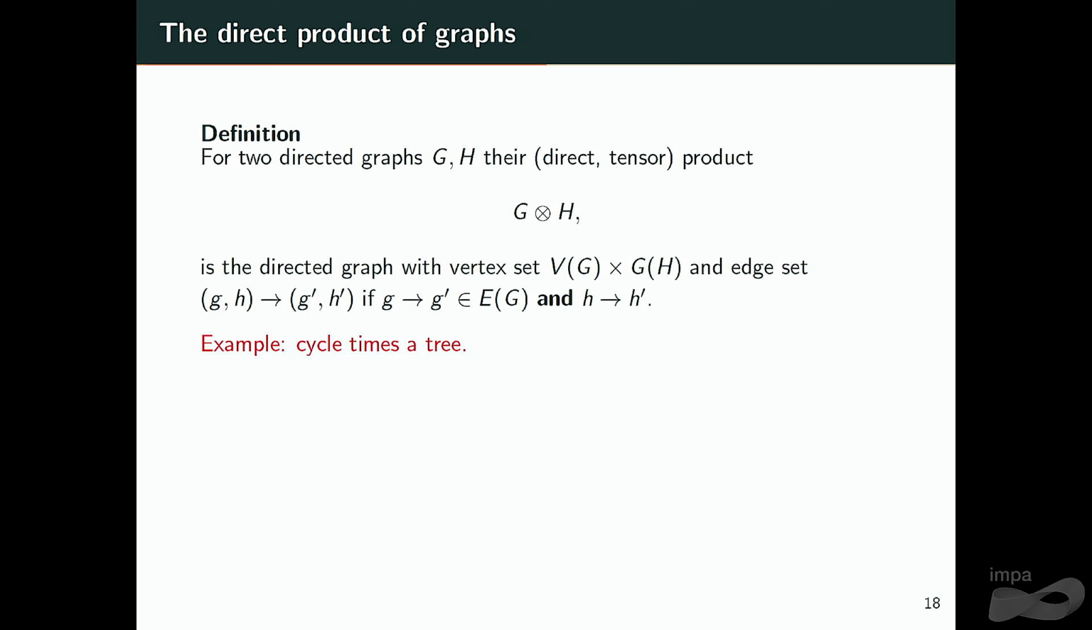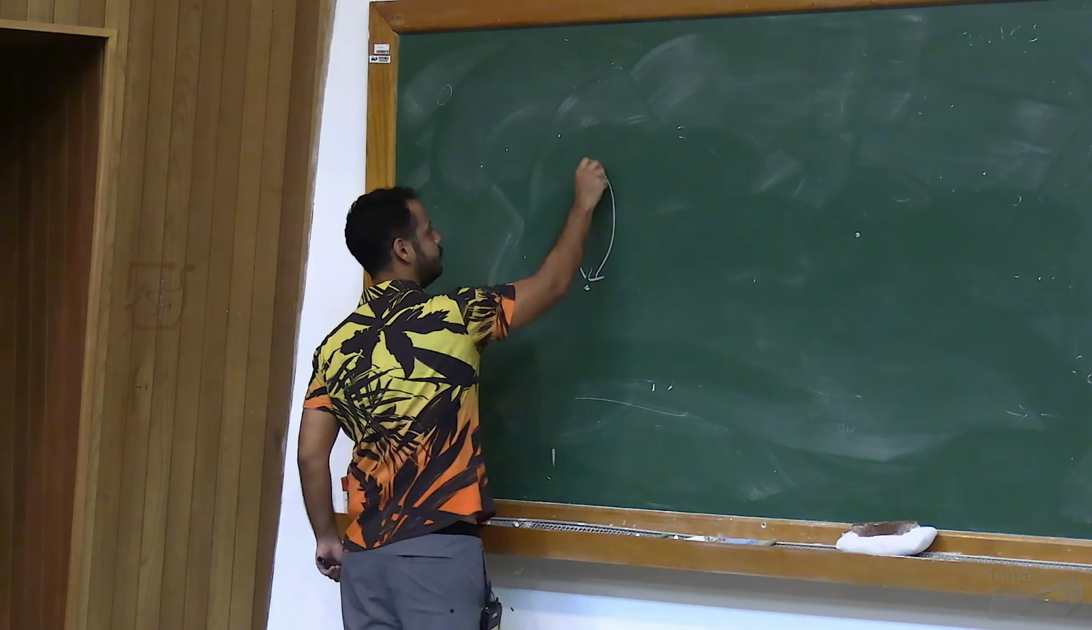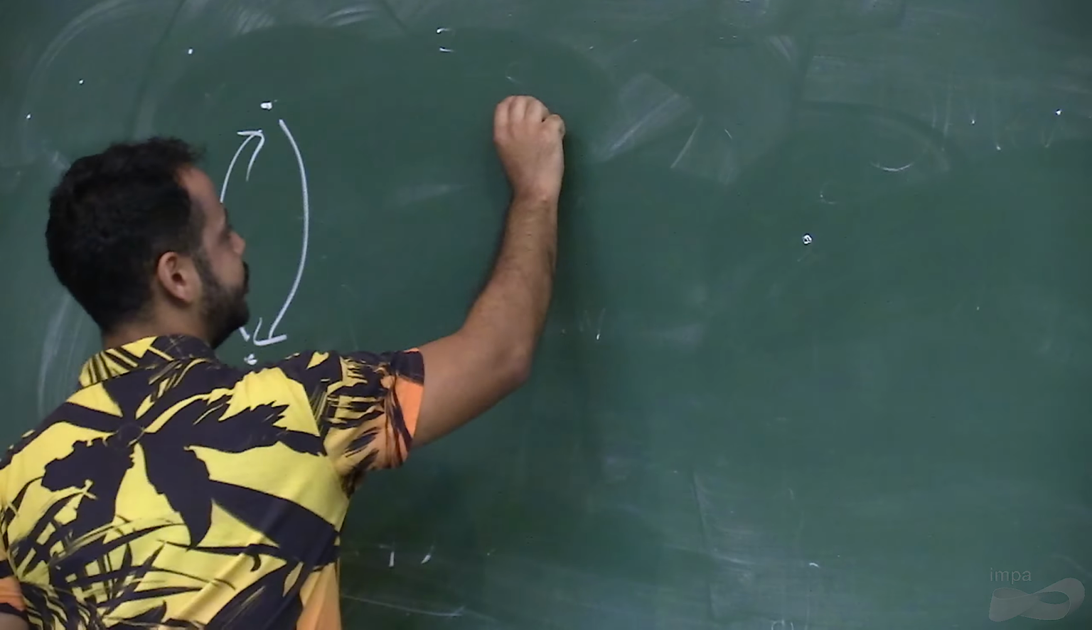And here is an example, it's the only relevant example we need for the talk. It is when we take the product of a cycle times a tree, right? So for instance, here I can have a cycle of length 2, and then I have a tree.